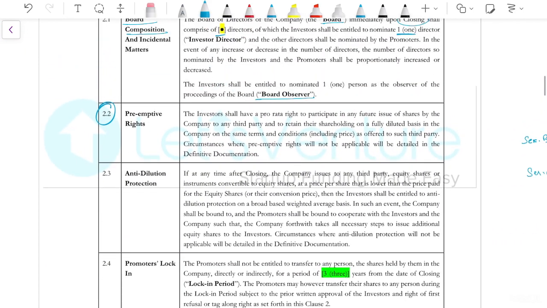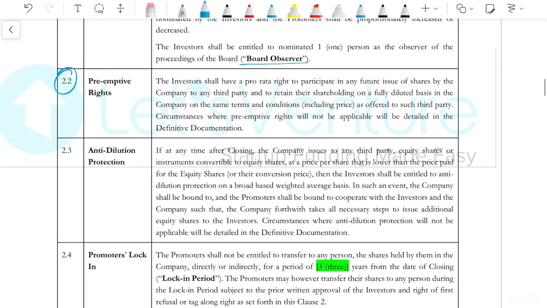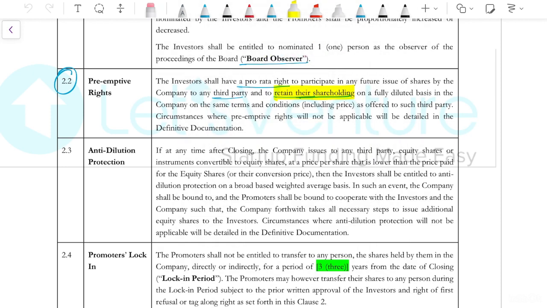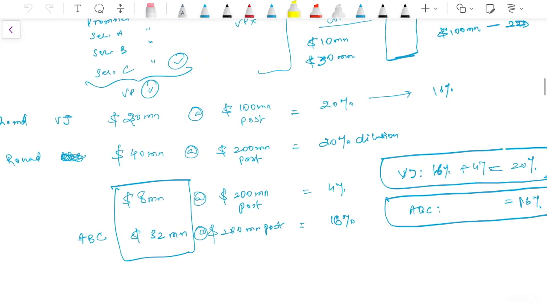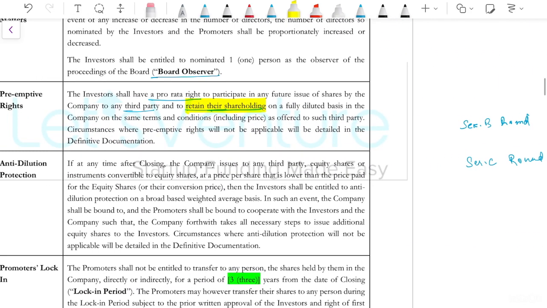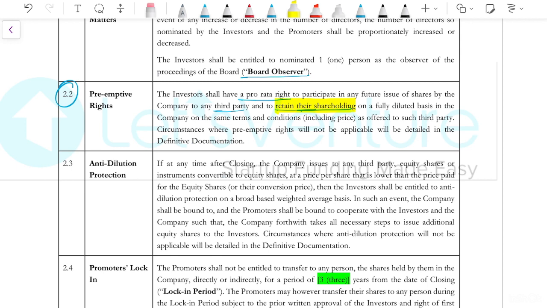So this is what a preemptive right is. The clause states that the investor shall have a pro rata right to participate in future issues of shares by the company to any third party, which is ABC in our case, and to retain their shareholding. Understand the point: this clause says retain their shareholding. As in our example, from a stake of 20%, I got diluted to 16%, so I only invested that much, which will enable me to go back to 20%, right? Which means retain my shareholding. This right does not entitle an investor to increase their stake just by virtue of this right, right?